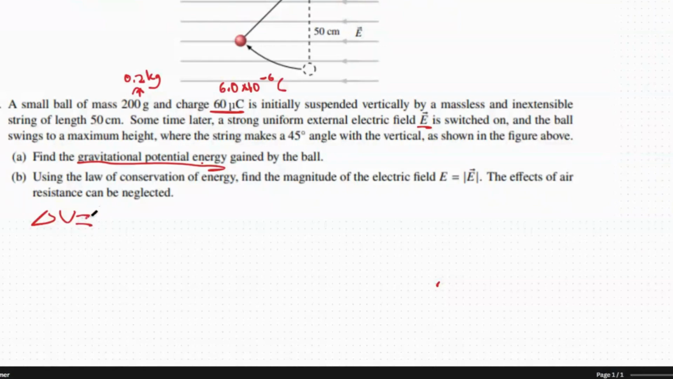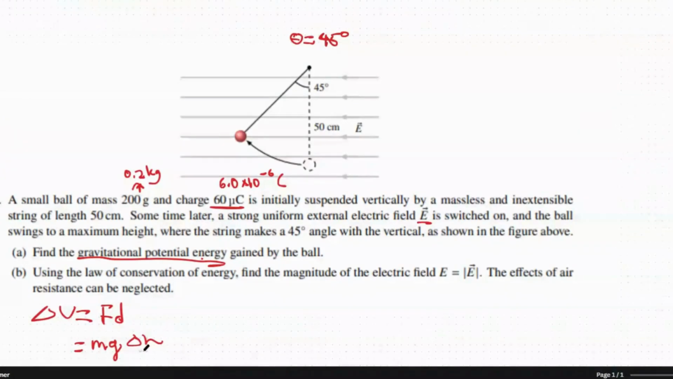We know that delta U is force times distance. Force is mg, distance is delta H, because we're talking about the gravitational potential energy. And we have mass, we have gravity, we need to find delta H. Delta H is the vertical distance gained by the ball, so this would be delta H. We know, let's call this side L, the length. So this would be L.